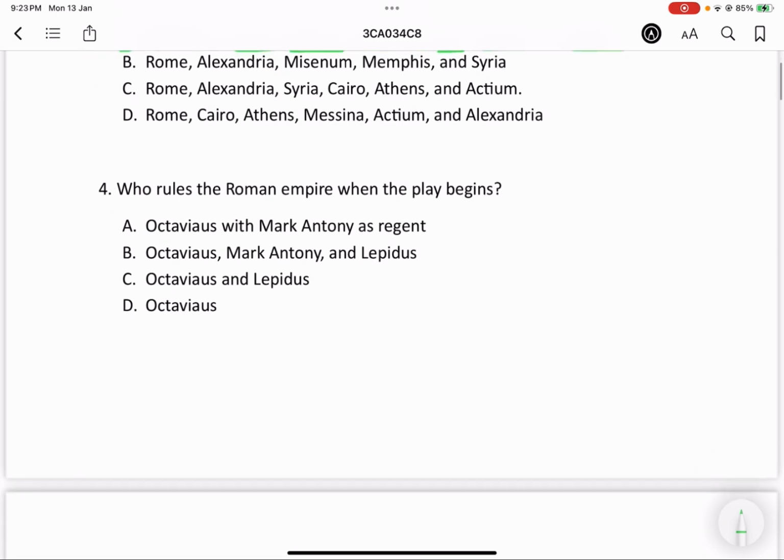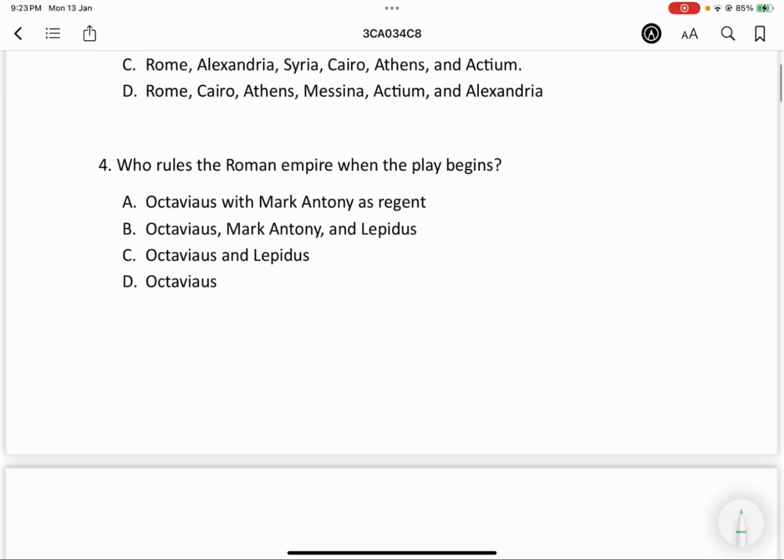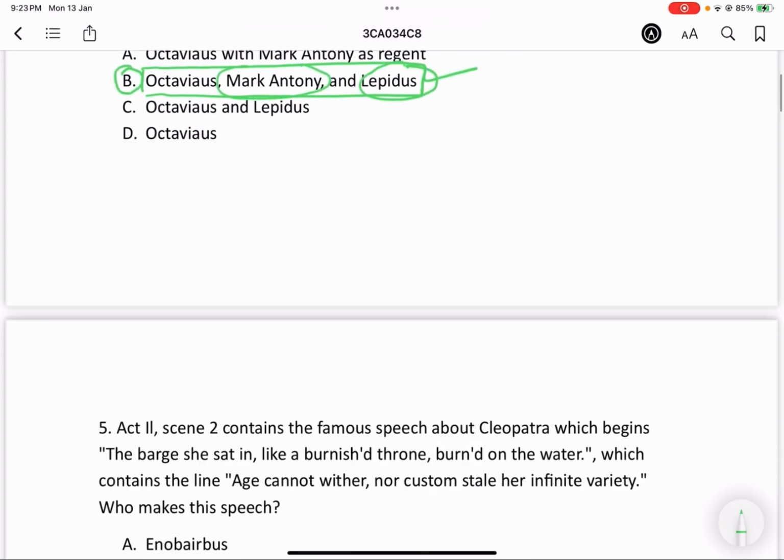Moving on, question number four. Who rules the Roman Empire when the play begins? Now, we know that the play starts where Julius Caesar ends. So we know that after winning against Brutus and Cassius, the new triumvirate was ruling Rome, which consisted of Octavius, Mark Antony, and Lepidus. So the correct answer will be B.